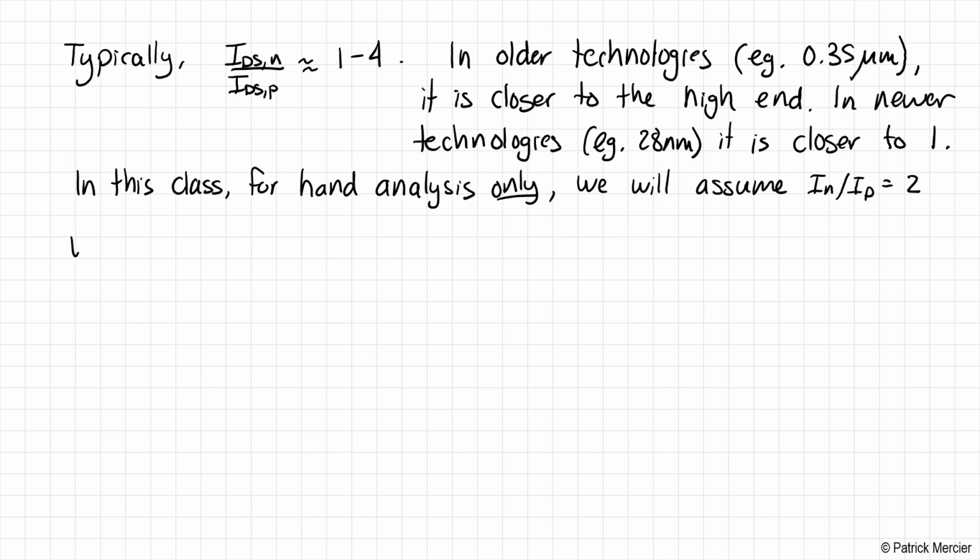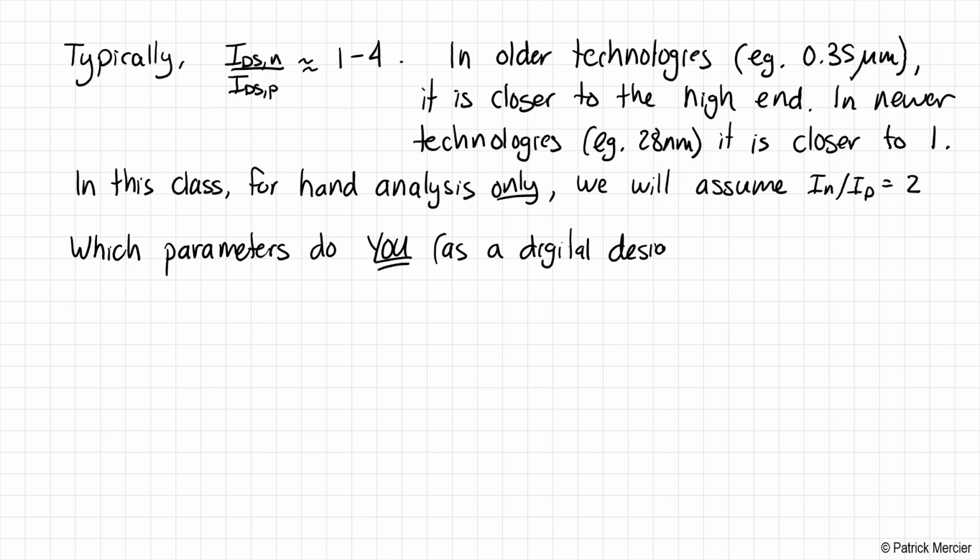So we're designers. We like to know what we can do with our transistors. So which parameters do you, as a circuit designer, as a digital designer, control? Okay, so let's say we want to adjust the power or performance of our circuit. What do we as designers have access to? Okay, can we change mu n or mu p?